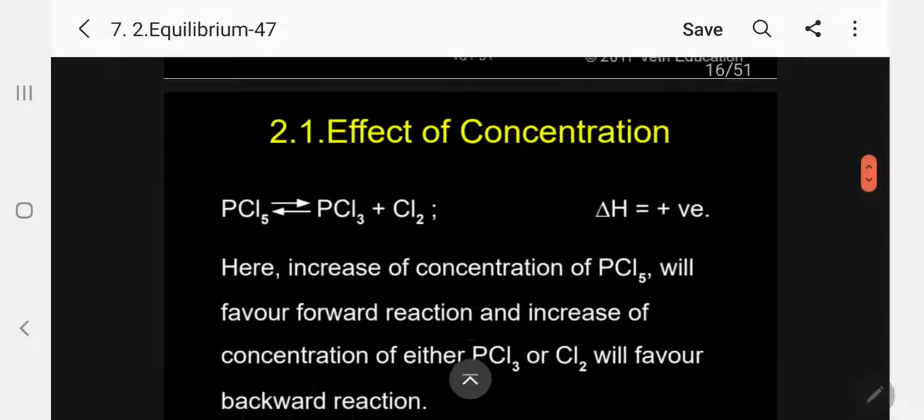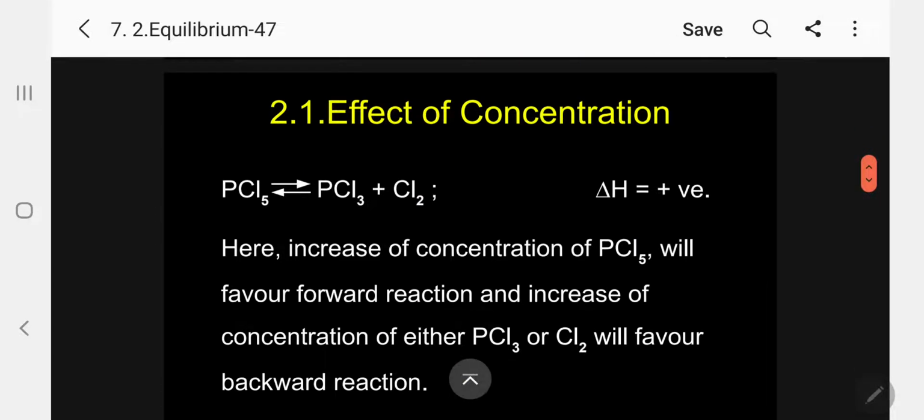Okay. Let me go for concentration. Effect of concentration: this is very easy. The left side is PCl5 gas, the right side is PCl3 gas and Cl2 gas. Here, an increase in the concentration of PCl5 will favor the forward reaction, and an increase in the concentration of PCl3 or Cl2 will favor the backward reaction. So this is the effect of concentration.